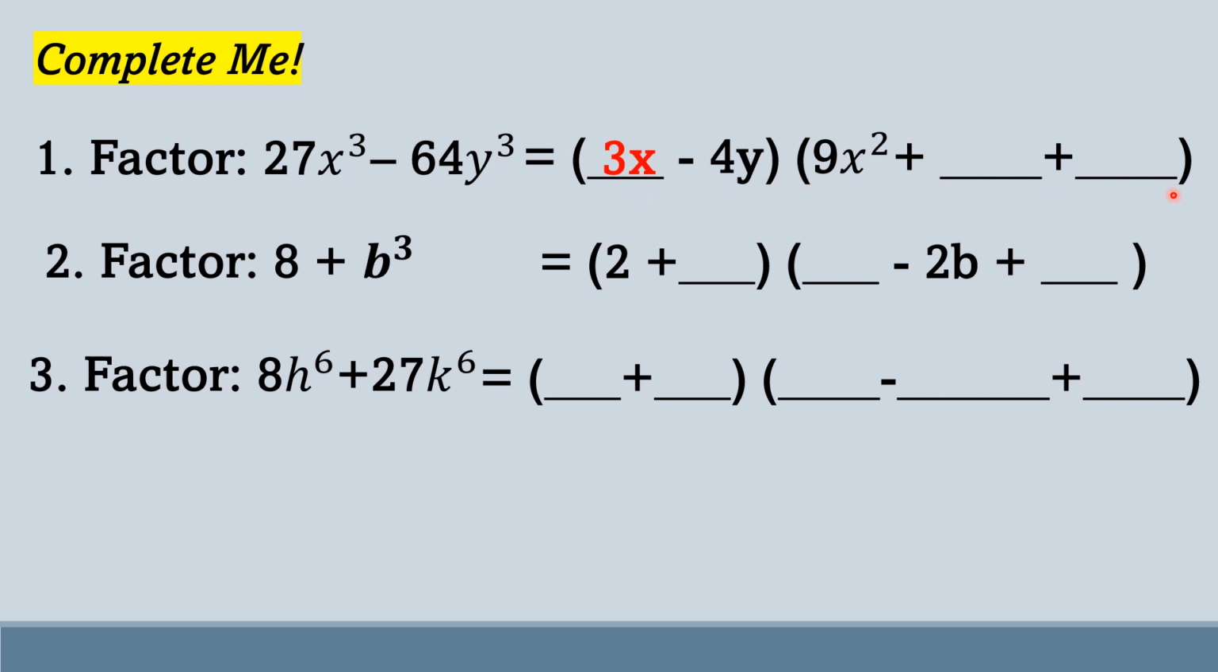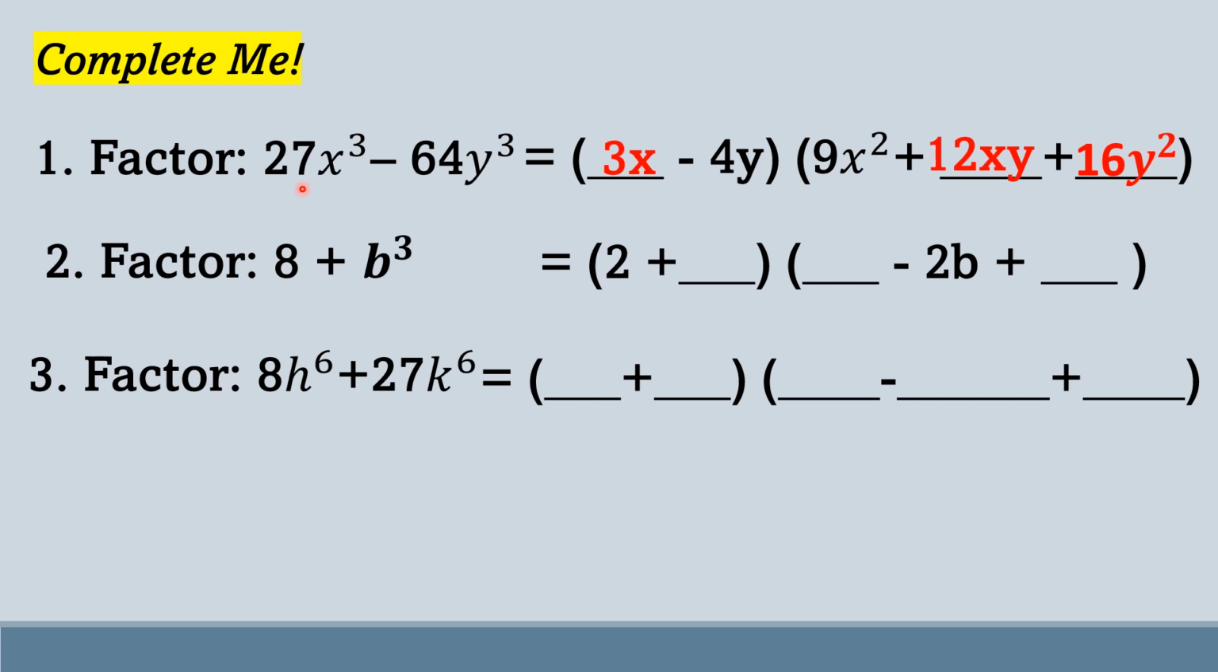In the second factor, the missing terms are the second and the last term. In order to get the second term of the second factor, get the product of the first and the last term of the first factor. So 3x times 4y, the product is 12xy. In order to get the last term of the second factor, square the last term of the first factor. So if we square 4y, that will give us 16y squared.